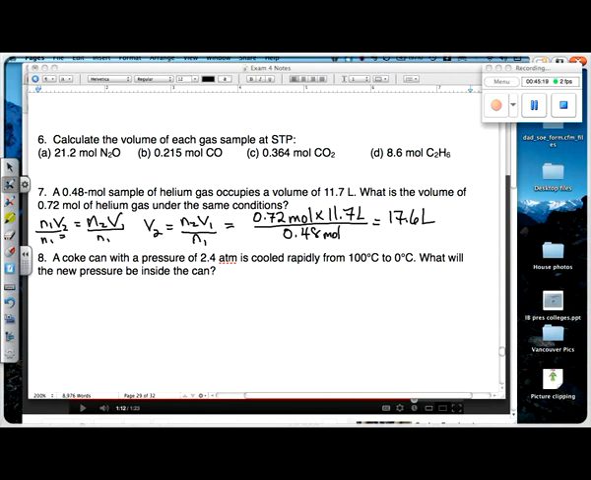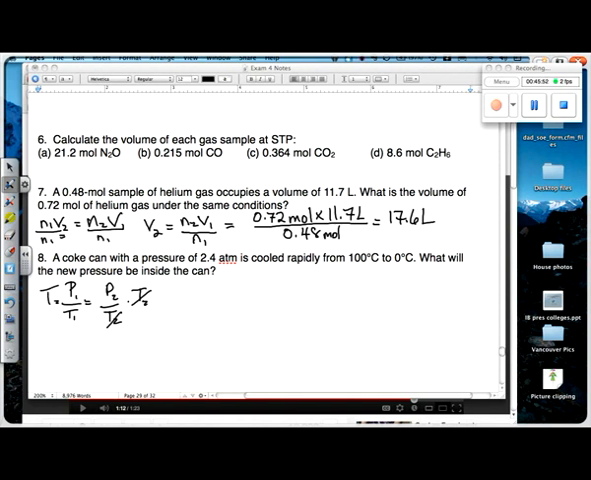Number 8, I had to make up a Gay-Lussac's law problem. I did not find one in your textbook, so I borrowed from the video. We had a Coke can with lots of water vapor in it, which has a higher pressure than the pressure outside of it. It is cooled rapidly from 100 to 0 degrees Celsius. What will the new pressure be inside the can? So it's P1 over T1 equals P2 over T2. We are looking for P2, so we'll be multiplying both sides by T2.